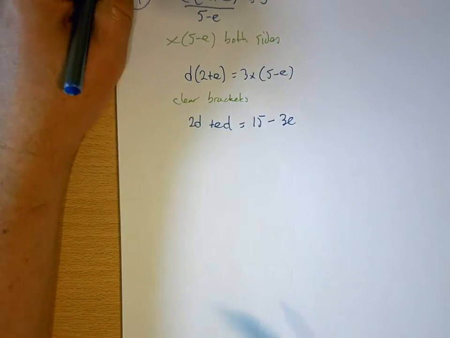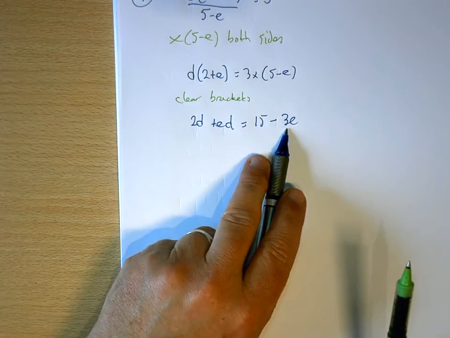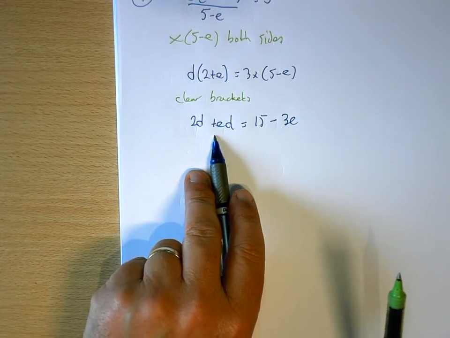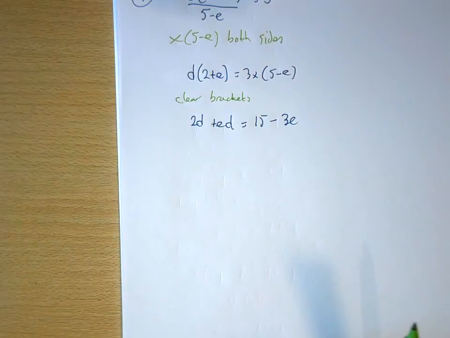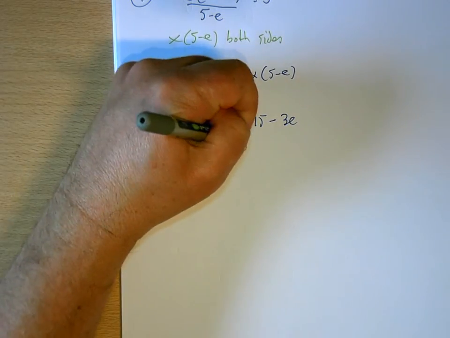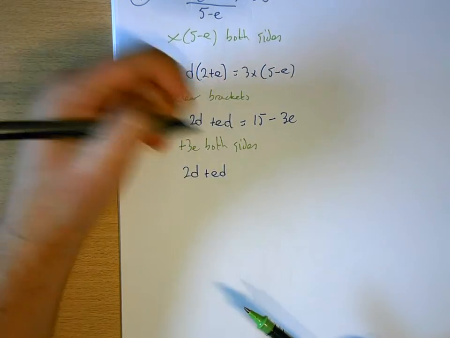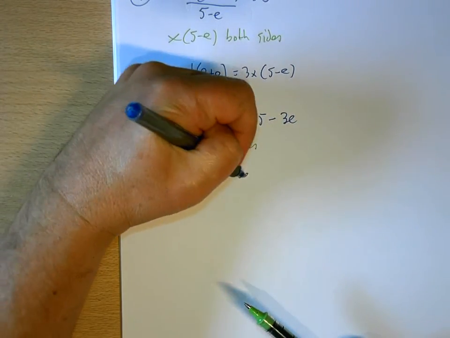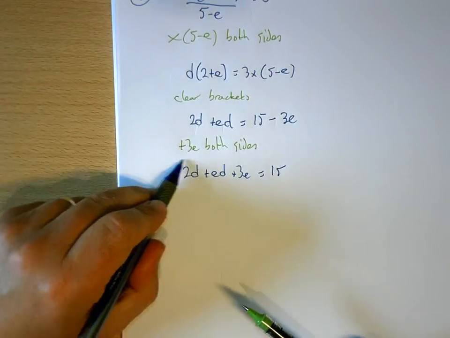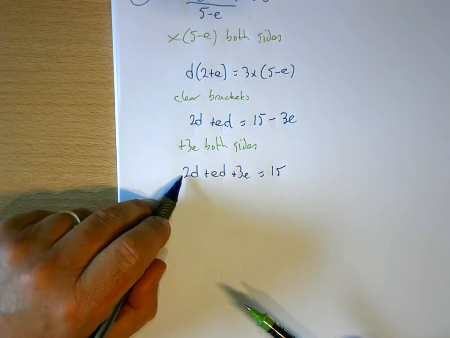Now I want everything with E's on one side. I've got a negative E there, so I'm better off having that over here, and then everything with an E in will be positive. So if I add 3E to both sides, on this side I've got 2D plus ED plus 3E, and on this side I've got 15. This hasn't got an E in, so I need to get rid of that. It's add 2D on this side, so I need to subtract 2D.